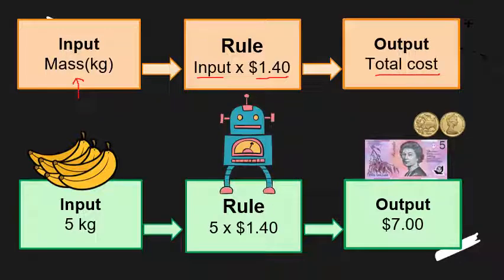So here our input is the mass in kilograms, and the rule that's applied is the input multiplied by $1.40 will give me the output, which is the total cost, which is how much I need to pay. So here I put 5 kilograms of bananas. That's my input. My rule is 5 times $1.40, because I put my input in here and multiplied it by $1.40, and my output here is $7. That's the total cost. So this actually gives me a standard rate. So for example, if I were to put 10 kilograms in here, then my total cost would be $14 and so on. So it gives me a consistent, a fixed rate each time, which is another way of thinking about a pattern.